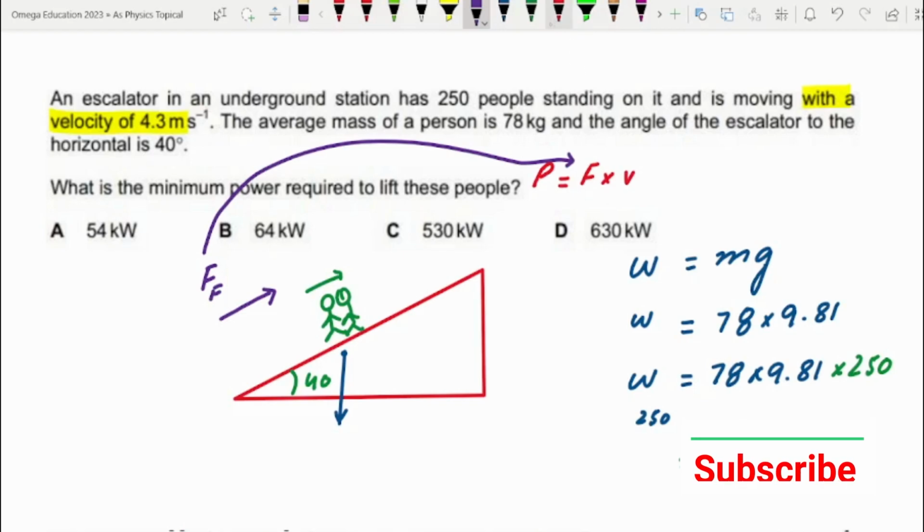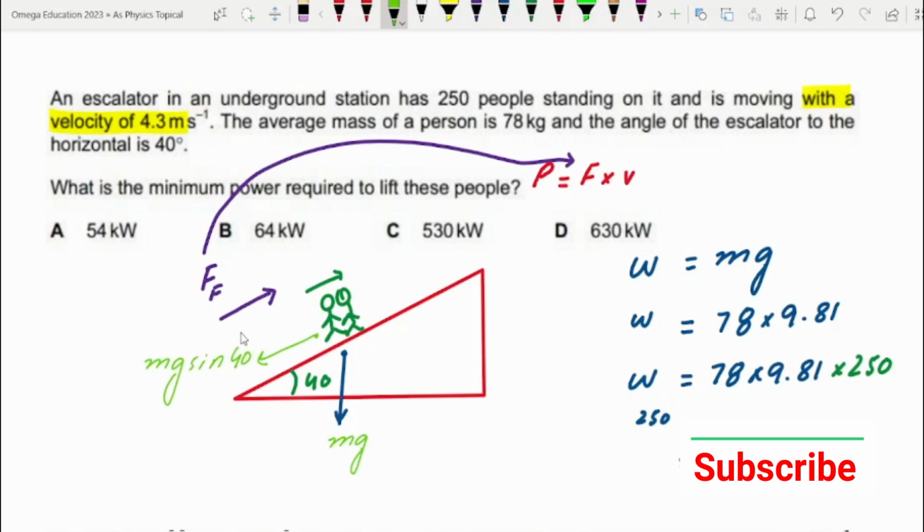Now we know this thing. We studied that in theory, that the component of weight, this is mg, the total weight, which is 183938 newtons. This is the total weight of 250 people, but only one component of that weight is responsible to bring those people down the slope, and that would be mg sine theta. So mg sine 40.